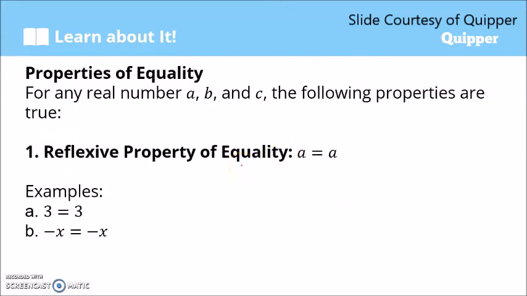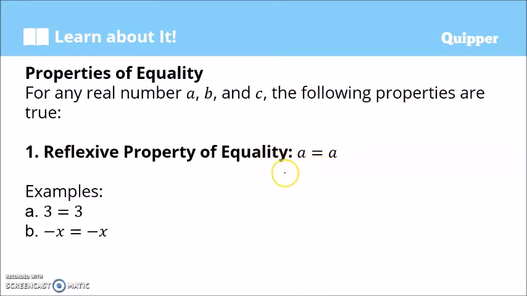So, let us understand first the properties of equality. We need to understand these so that it will be easier for us to solve linear equations in one variable. First, properties of equality. For any real numbers a, b, and c, the following properties are true. Number 1, the reflexive property of equality.